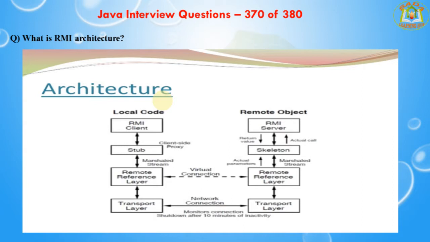There are four different layers in the RMI architecture. The first one is the application layer, the second one is the proxy layer, the third one is the remote reference layer, and the fourth one is the transport layer. Each layer performs a particular functionality.